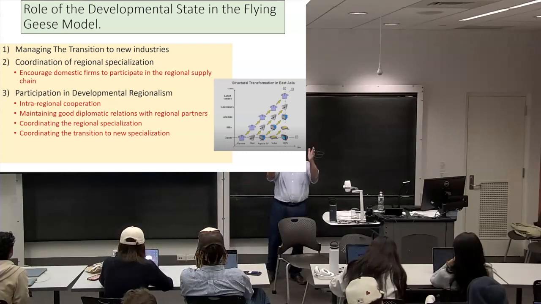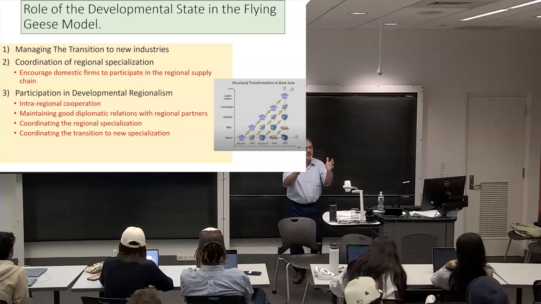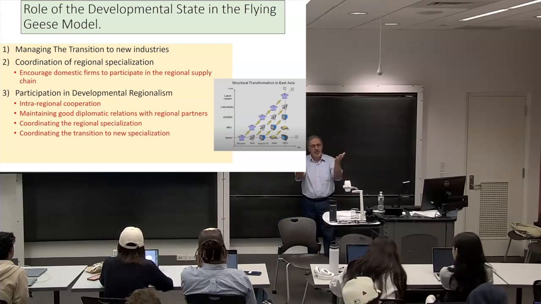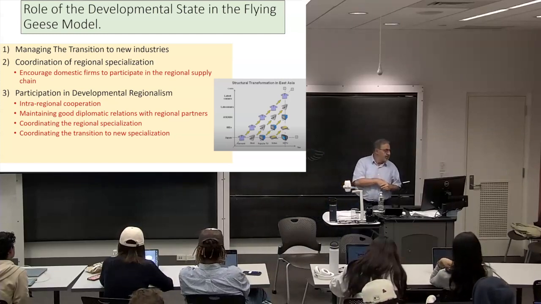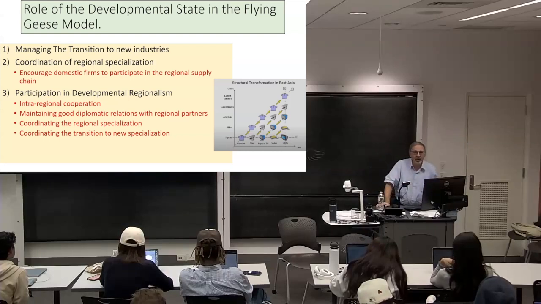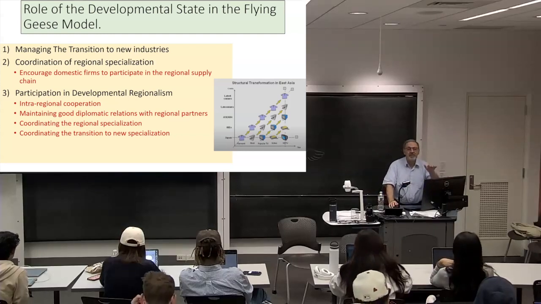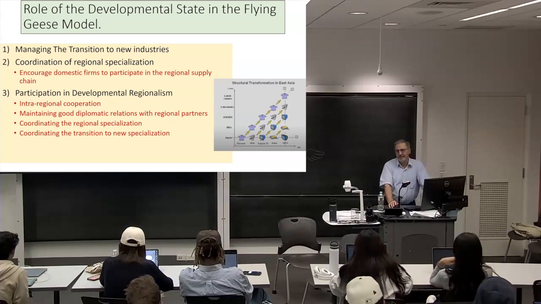Apple, the phone that you receive. Again, several countries participate in production of that product, the Apple iPhone, for example. So that means the government plays an important role in managing the multi-country supply chain.